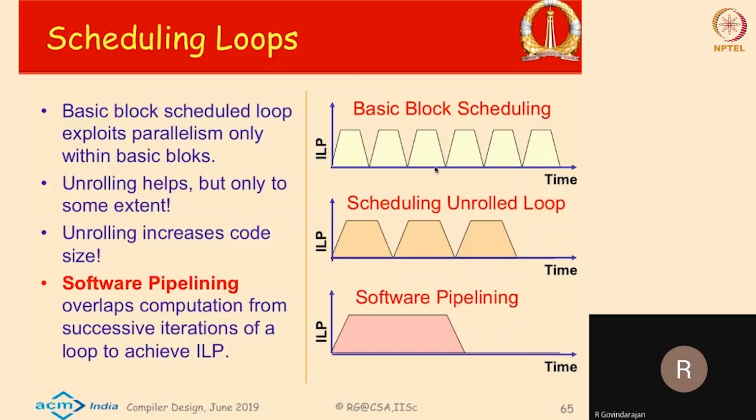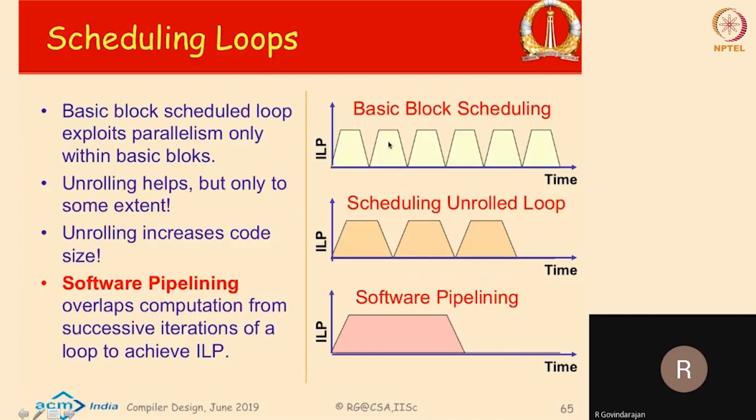So these ramp up and ramp down phases are basically, once you start a new iteration, it takes some amount of time for you to get enough instruction level parallelism, or enough operations to keep the pipeline functional units busy. But then because you have to end the iteration, it tapers down, and then this starts on and off.